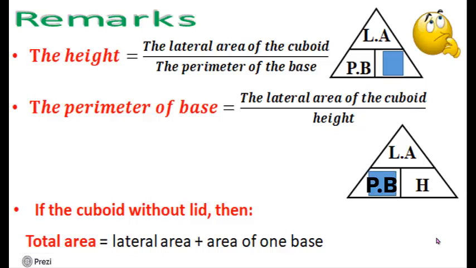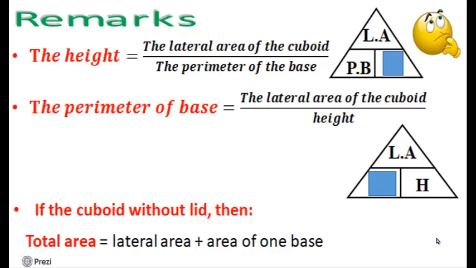We said that lateral area is equal to perimeter of base times height, right? What about if I want to find the perimeter of base this time? So I'm going to hide in the magic triangle the perimeter of the base. As a result, I will have perimeter of base equals lateral area divided by height. So the perimeter of the base of a cuboid is equal to lateral area of the cuboid divided by the height.